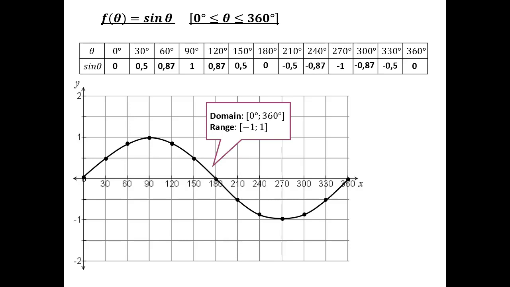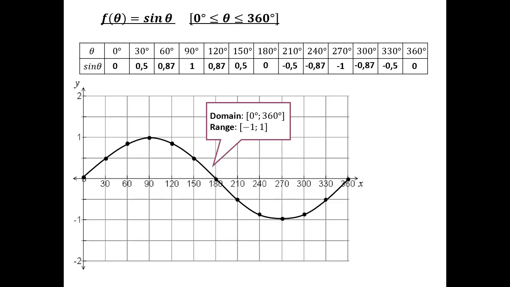The range is -1 to 1, which indicates the maximum and minimum values that the sine function can reach. The sine of any angle cannot exceed 1 or be less than -1, reflecting the fact that the sine function represents the y-coordinate of a point on the unit circle, and thus it must lie within the interval -1 and 1.